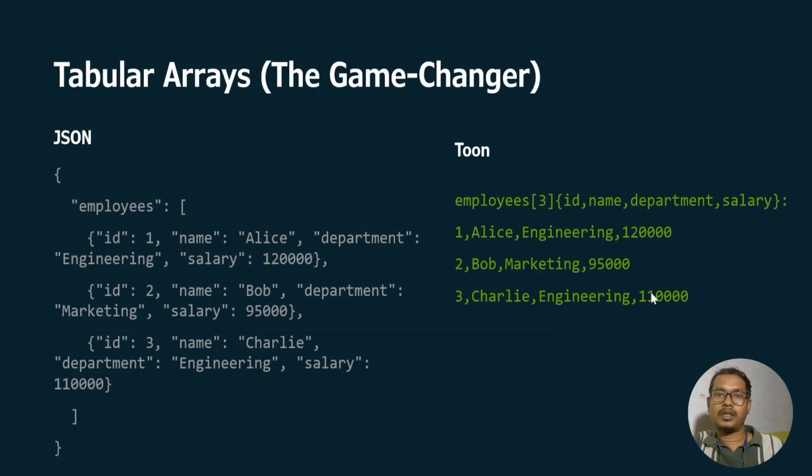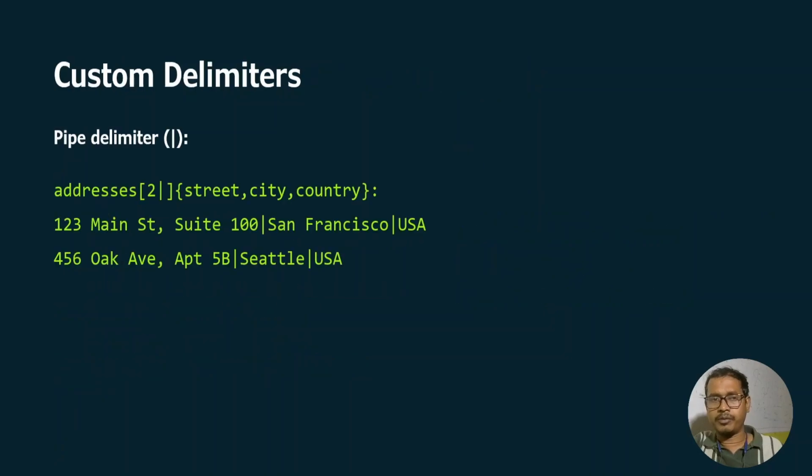Also, if your value contains commas, then instead of comma splitting, you can use a custom delimiter, which you can define like this. Suppose you want to separate your values with a pipe delimiter. While defining the object, you write the name, then the length, then your delimiter. Once you define that, you separate the values by pipe delimiters. In this way, you can use custom delimiters. Instead of pipe, you can use colon or semicolon. All these delimiters you can use.